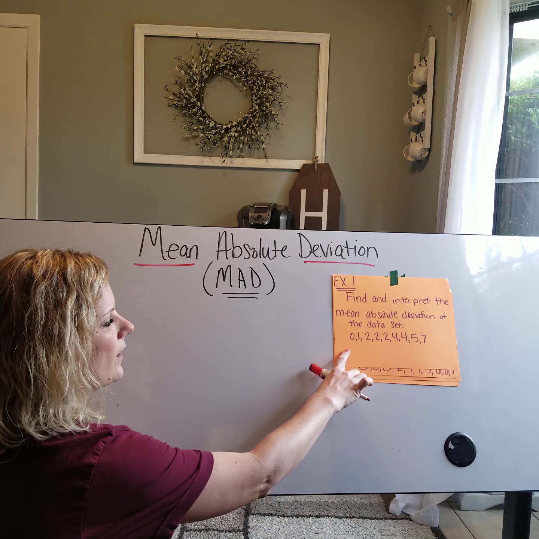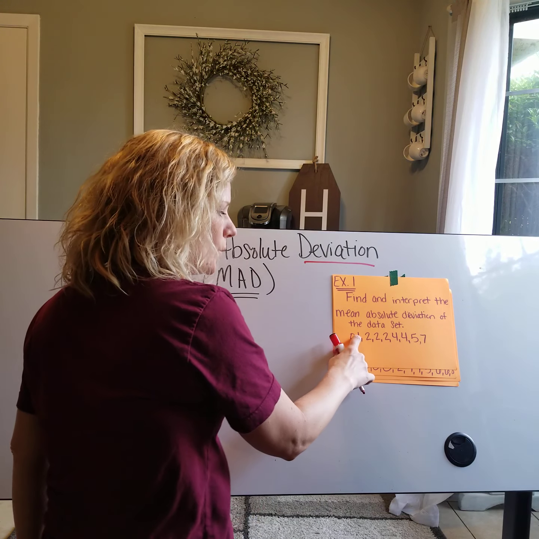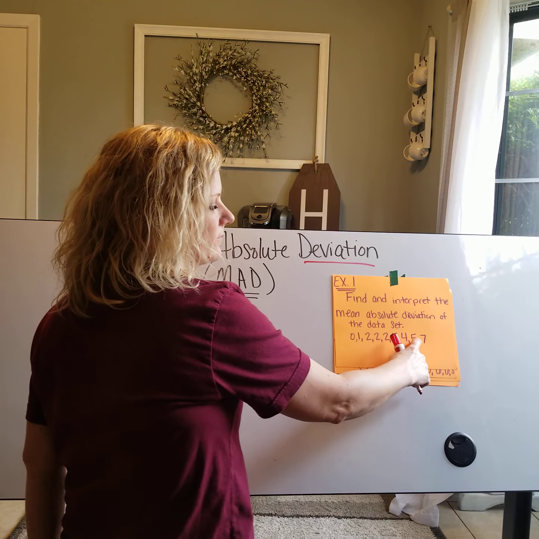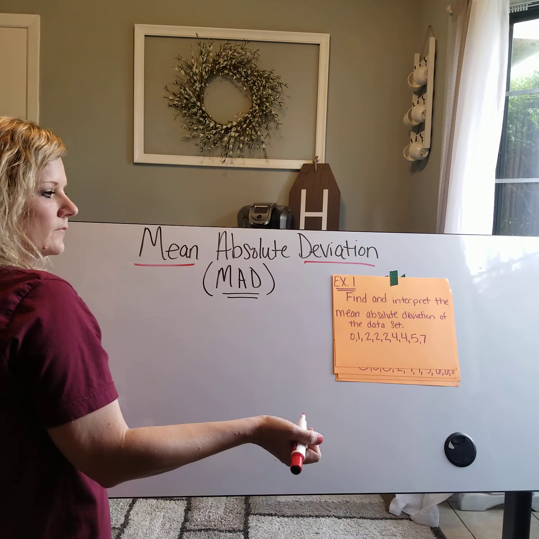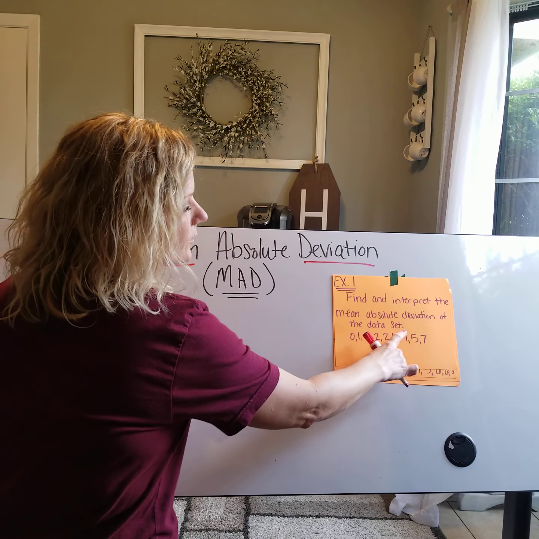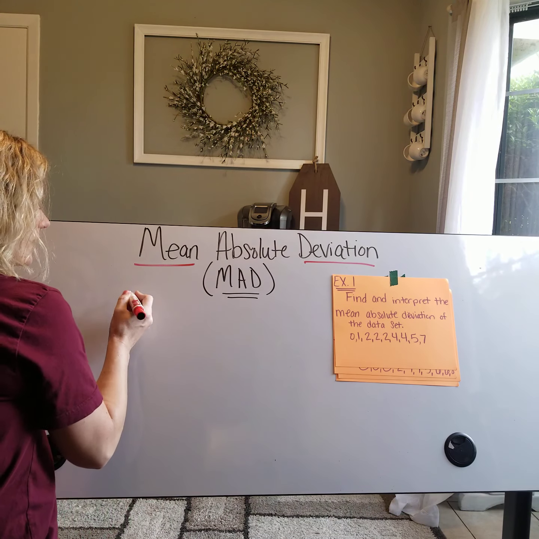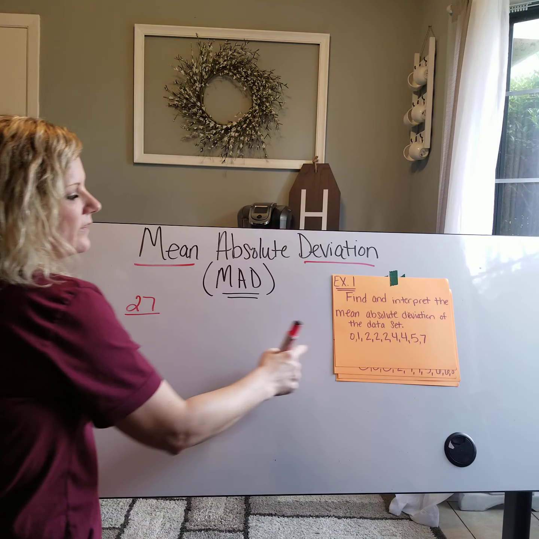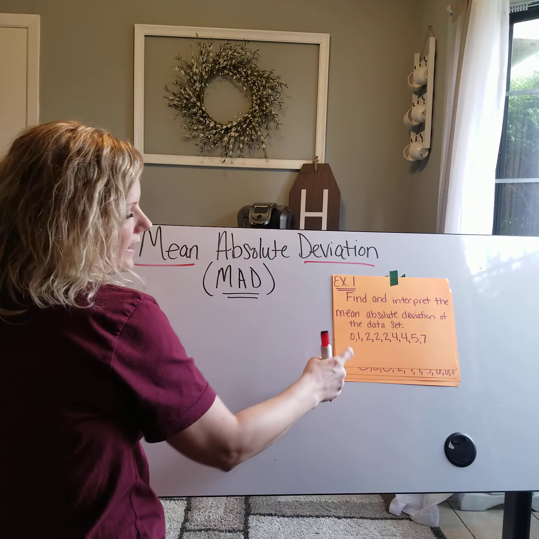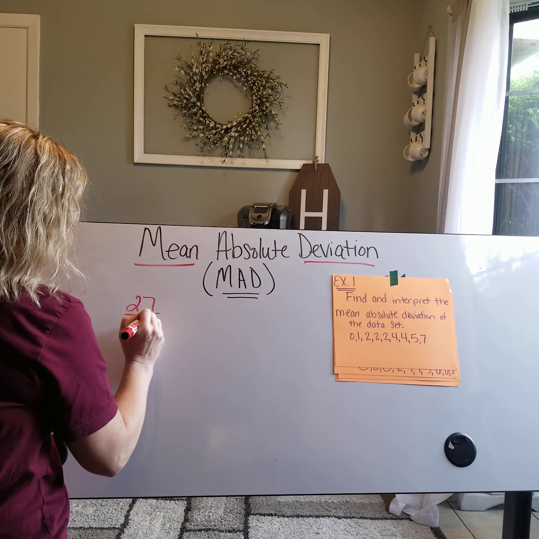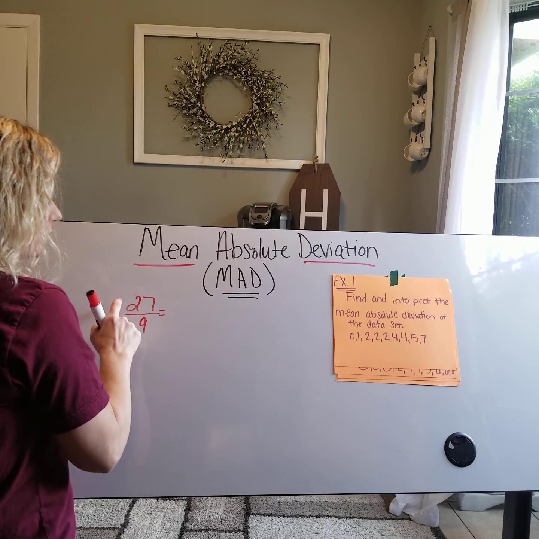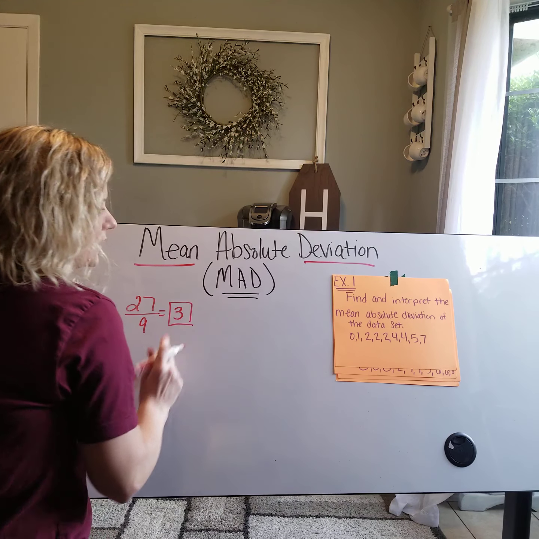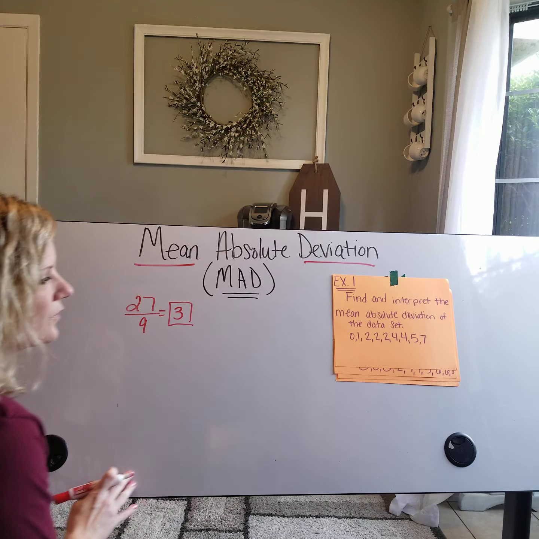So we're going to add them all up. And if you add up 0, 1, plus 2, plus 2, plus 2, plus 4, plus 4, plus 5, plus 7, you're going to get 27. So that's your total, and then we're going to divide the total by how many numbers are in your set. And in this set, there are 9 numbers, okay? So when you divide 27 by 9, you should get 3. So we know our mean is 3.